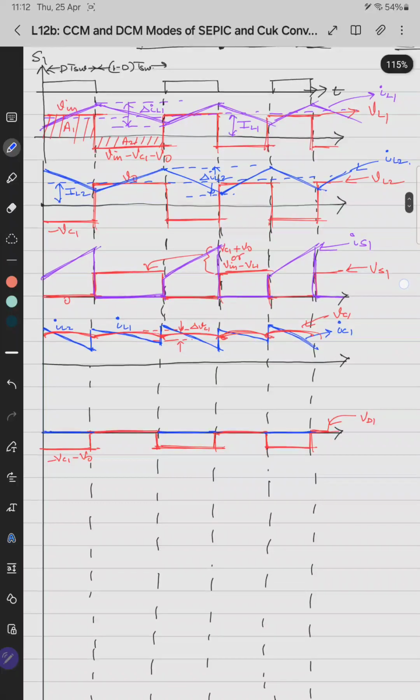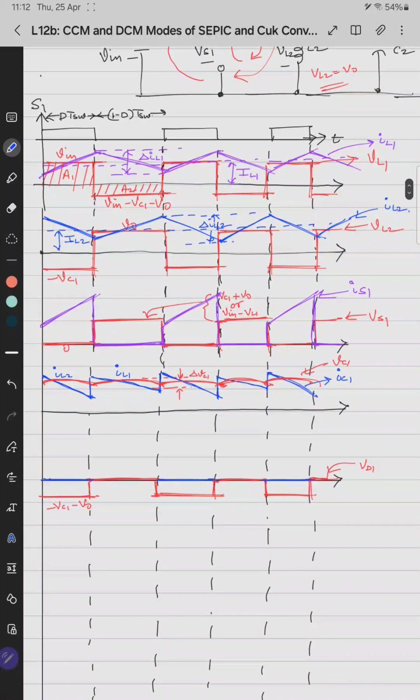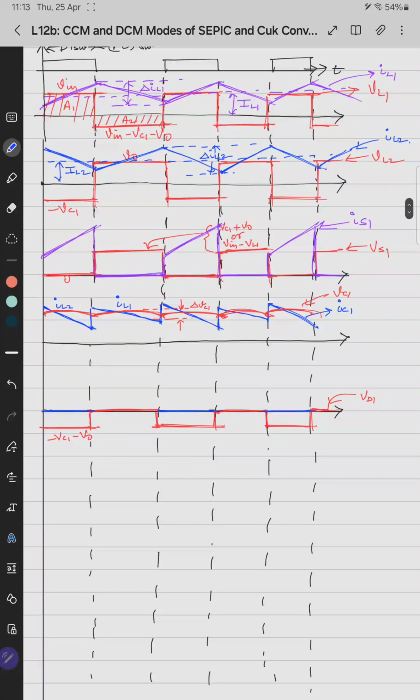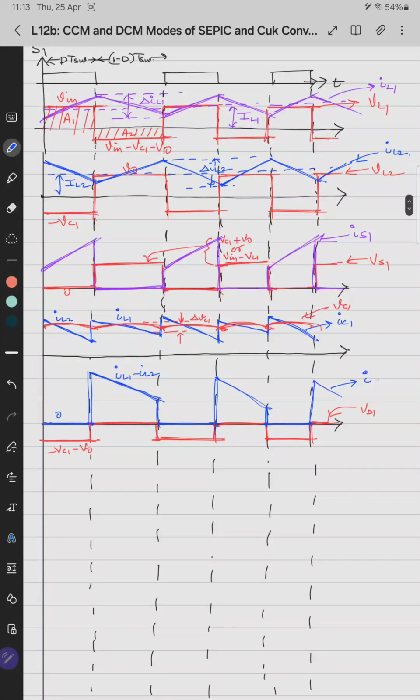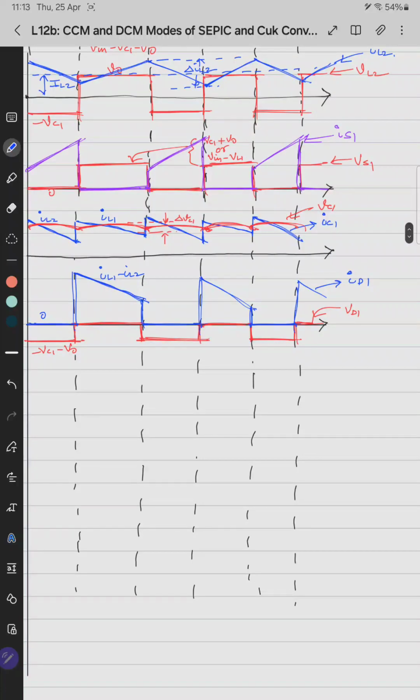First see IL1 and IL2 in the negative times. So IL1 is falling, IL2 is like this. So it also has some slope. So it will have a large slope, just like IS1. So this is 0, this is IL1 minus IL2, and this is the waveform of ID1. Okay, so this is the waveform of ID1.